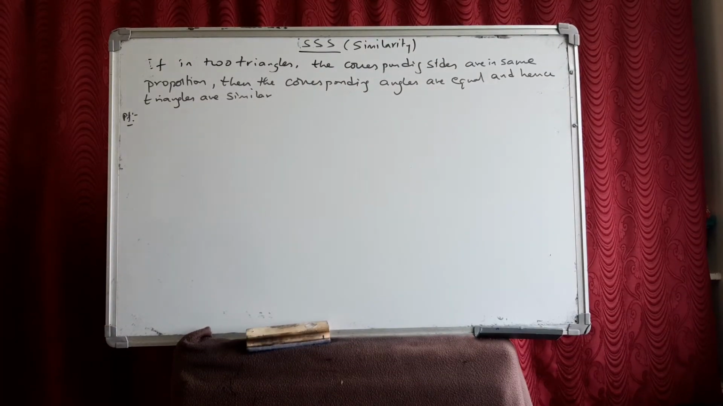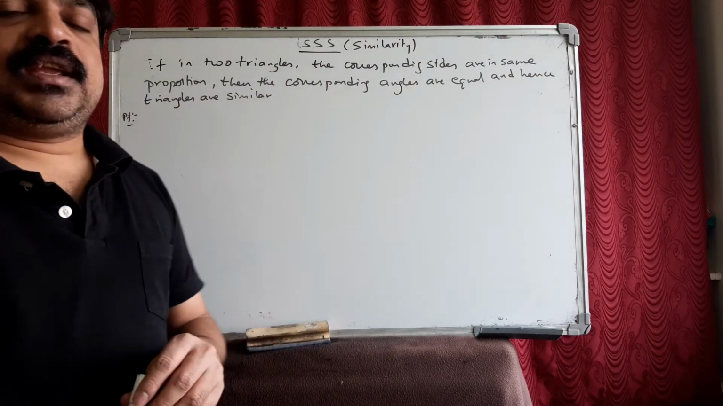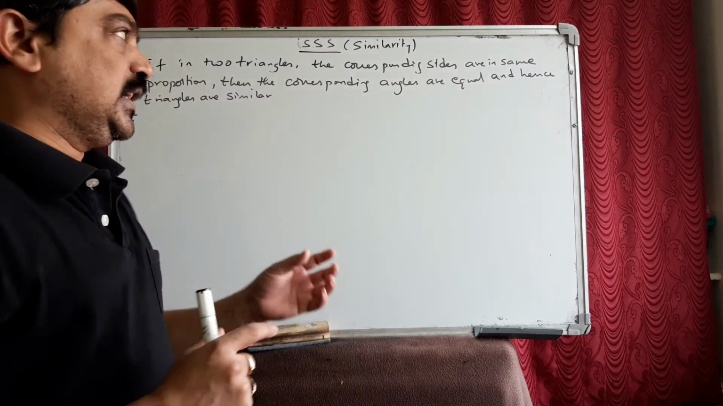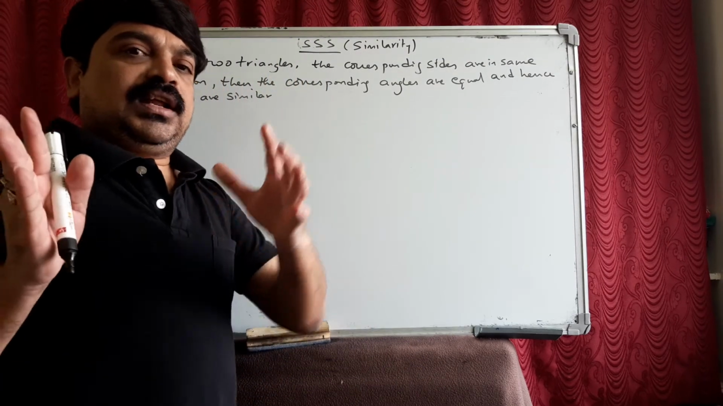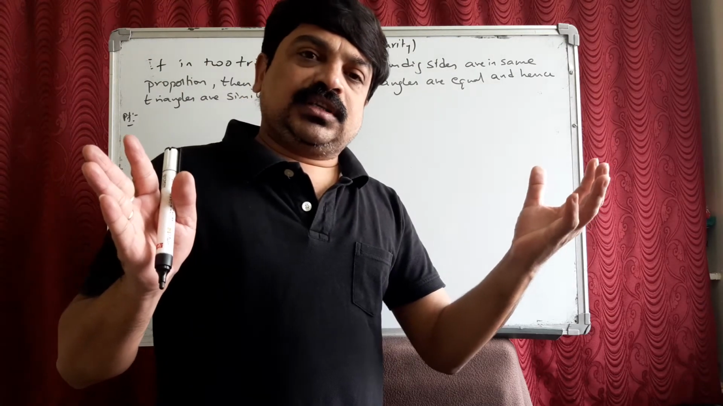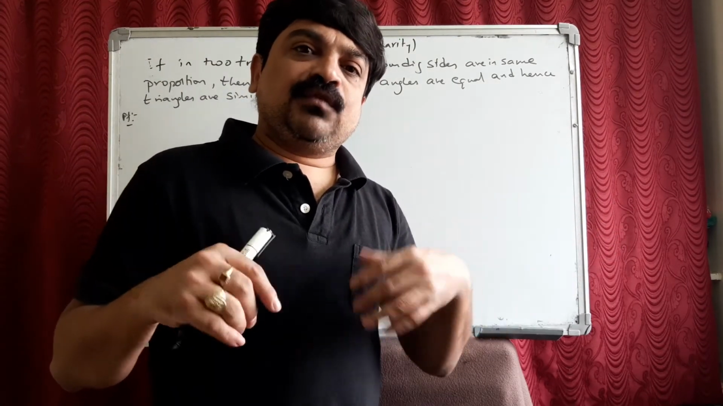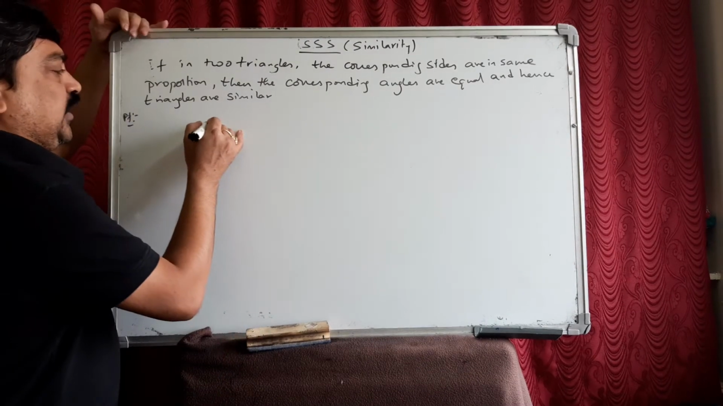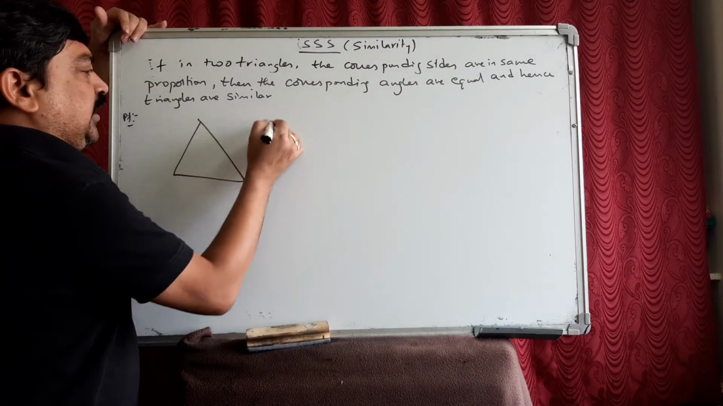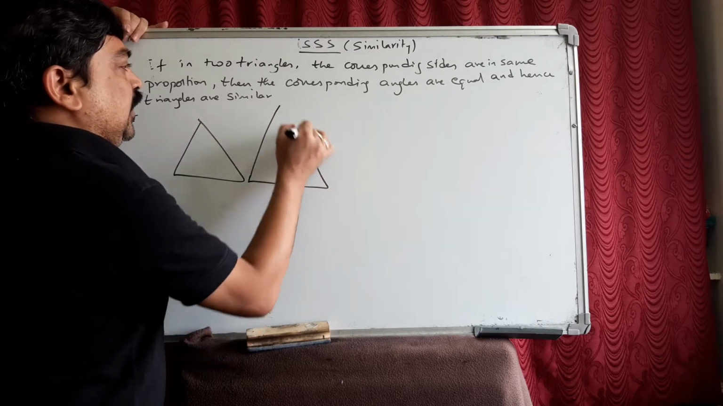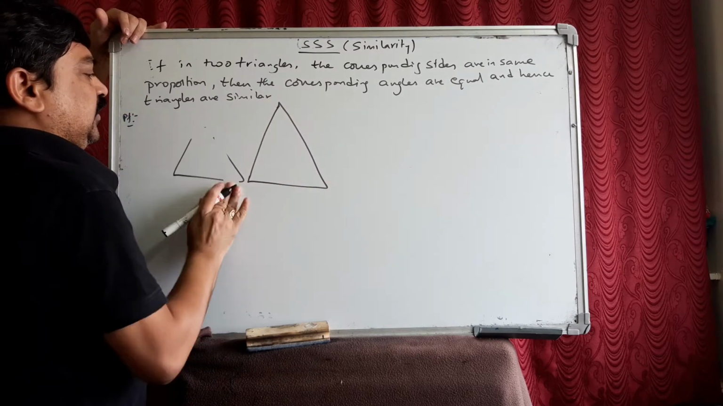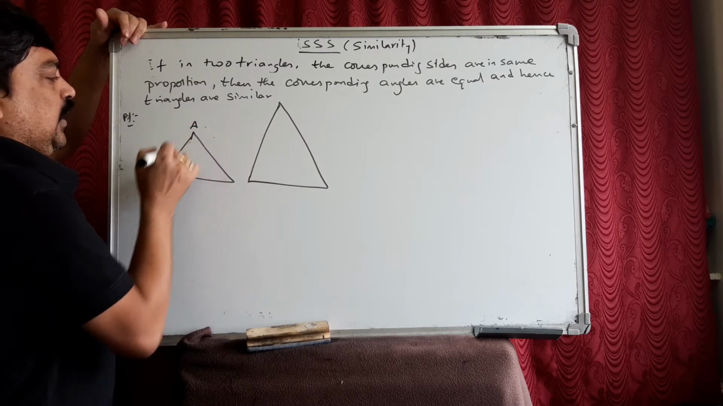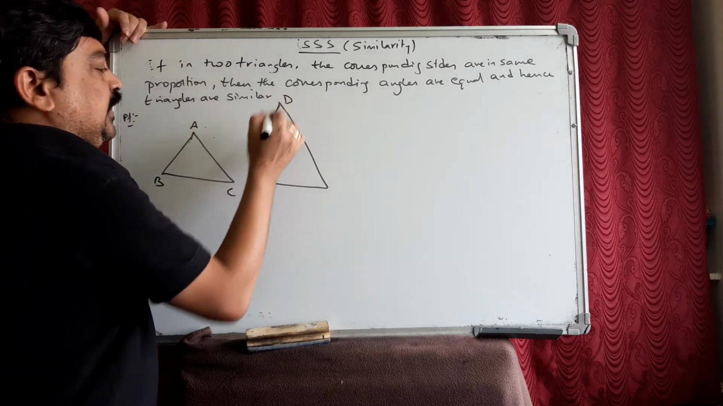Now, next theorem, SSS. This means the given things are the sides' proportion. If the corresponding sides of one triangle are proportional to the sides of the other triangle, then we have to prove that the corresponding angles are equal. That means if you take two triangles, like how we took in the previous theorem, take a little bigger one and a little smaller one, ABC, DEF.